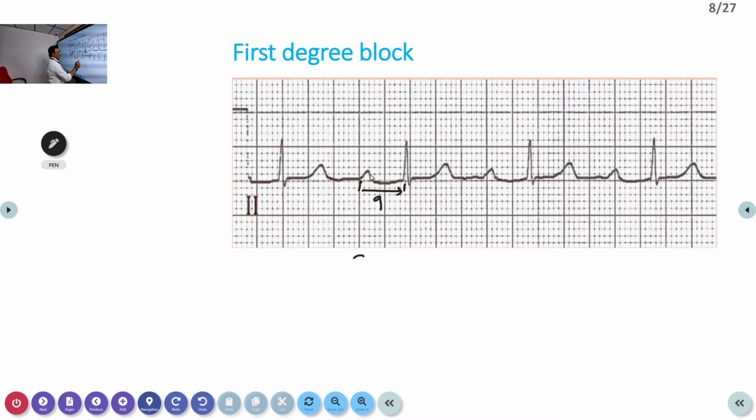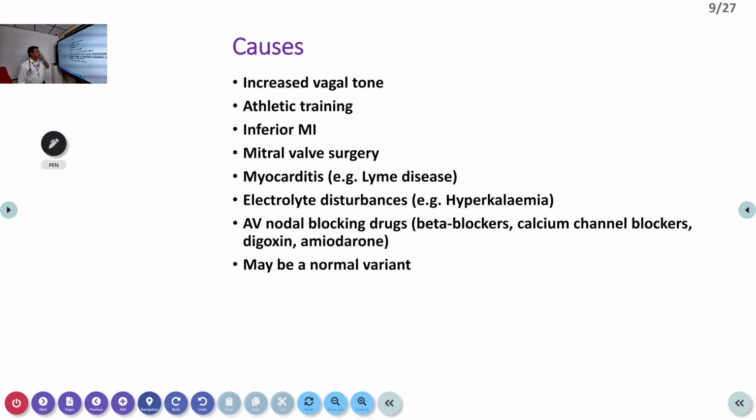Normal PR interval is 3 to 5 small squares. First degree heart block. Now there are a lot of causes for first degree heart block. These causes can sometimes cause second degree or third degree also. Increased vagal tone sometimes produces first degree heart block. During athletic training some can have bradycardia and first degree heart block. Inferior wall myocardial infarction can produce first degree heart block.